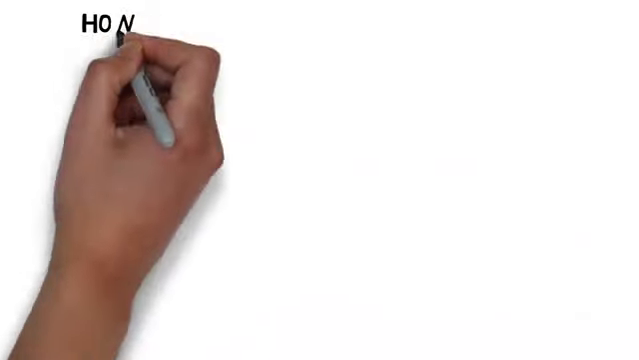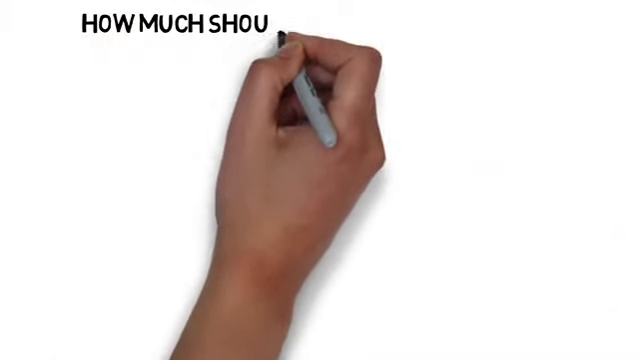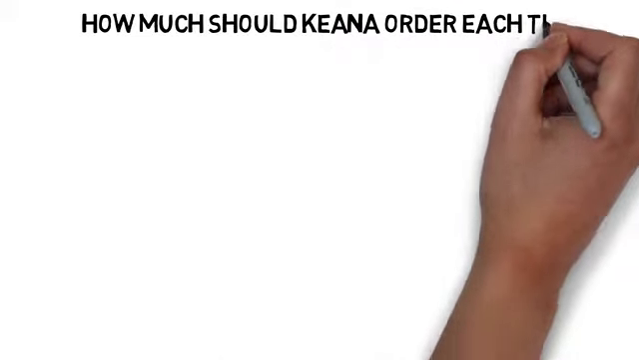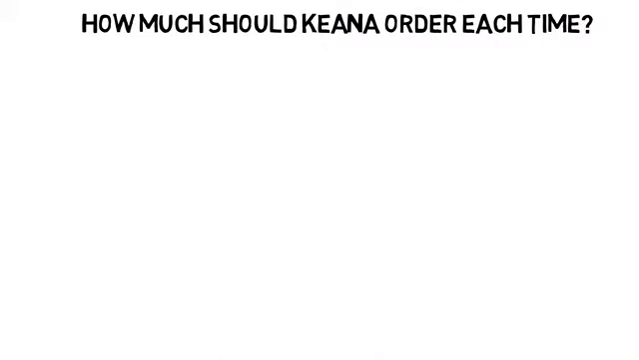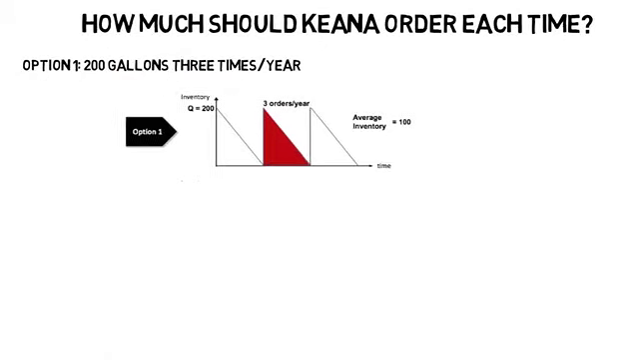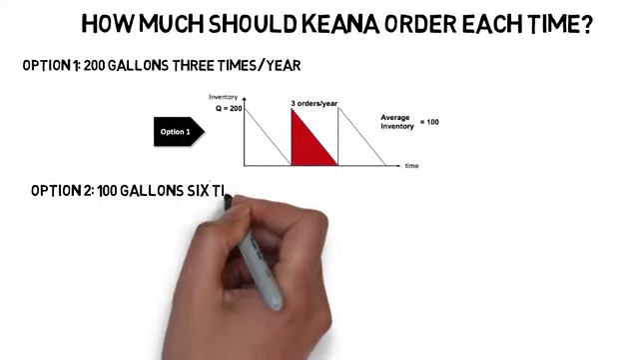Remember Kiana's question, how much should she order? Another way to say this is, what is her optimal Q? Let's compare two possible options. In option 1, you order 200 gallons of ice cream 3 times a year. In option 2, you order 100 gallons of ice cream 6 times per year.